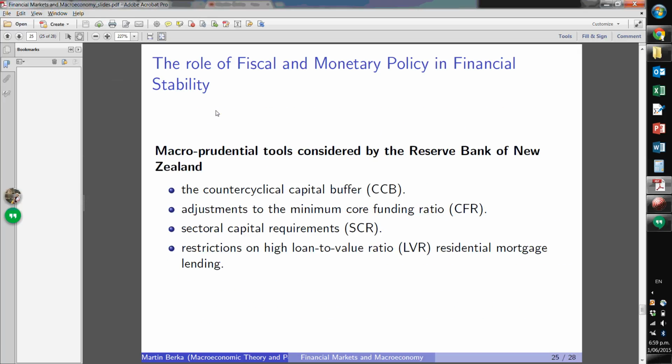Now, in New Zealand, we have the countercyclical capital buffer. So in an upturn, so I said it the wrong way around, countercyclical capital buffer, so you need to have more capital in a downturn than you have in an upturn.